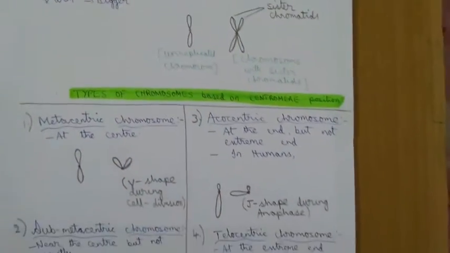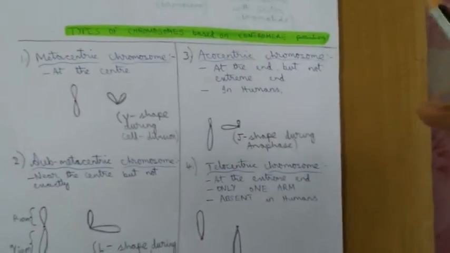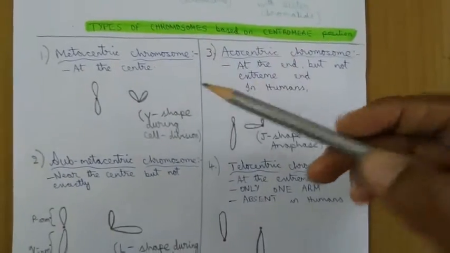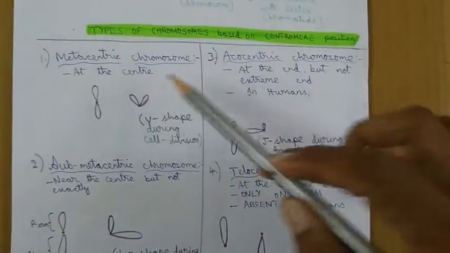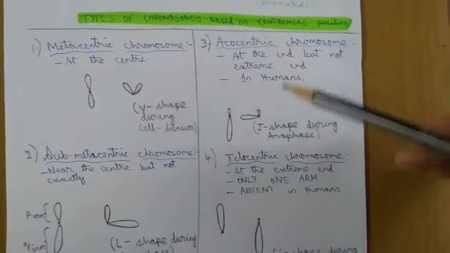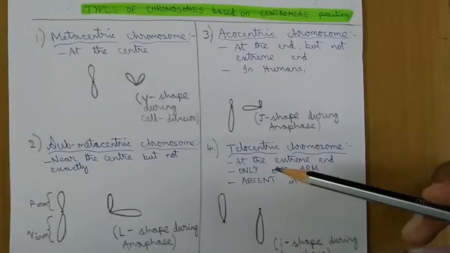Now let us learn the types of chromosome based on the centromere position. Based on the position of centromere, there are four types of chromosomes. They are metacentric chromosome, submetacentric chromosome, acrocentric chromosome, and telocentric chromosome.